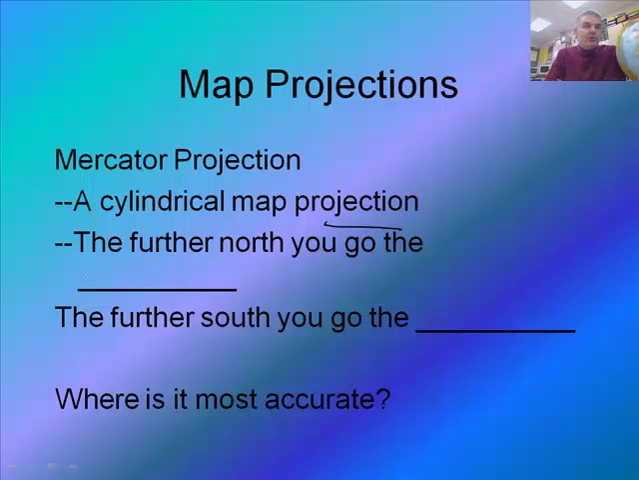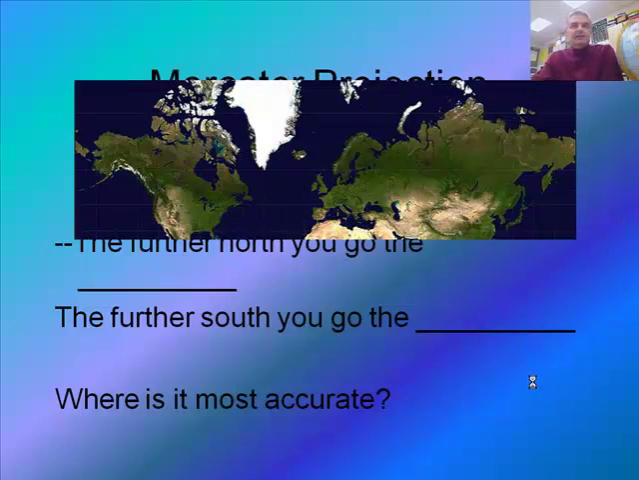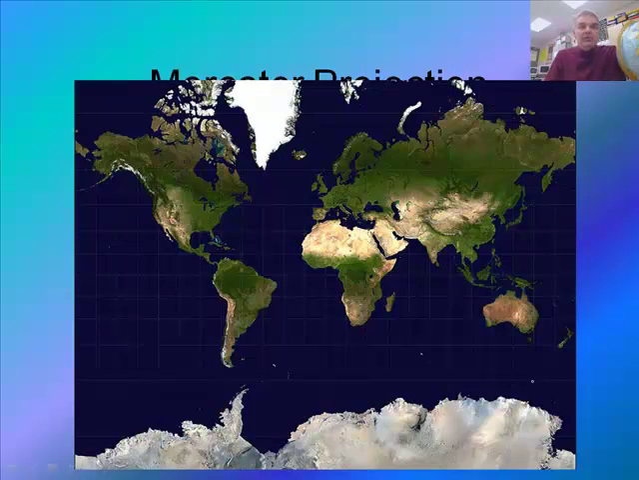The further north you go, the more distorted it becomes. The further south you get, the more distorted you get. So extreme south and extreme north get very distorted. It is most accurate near the poles in terms of the correct size of an island or something to that effect. Here is the Mercator projection.